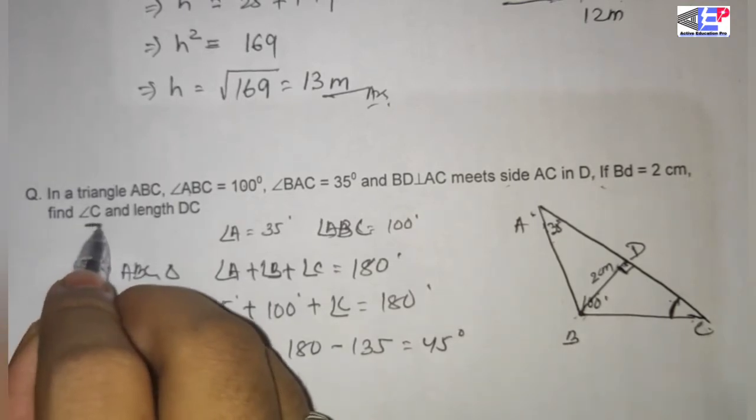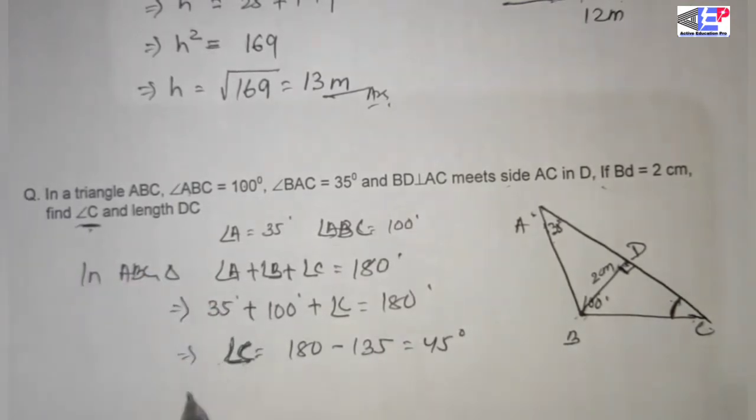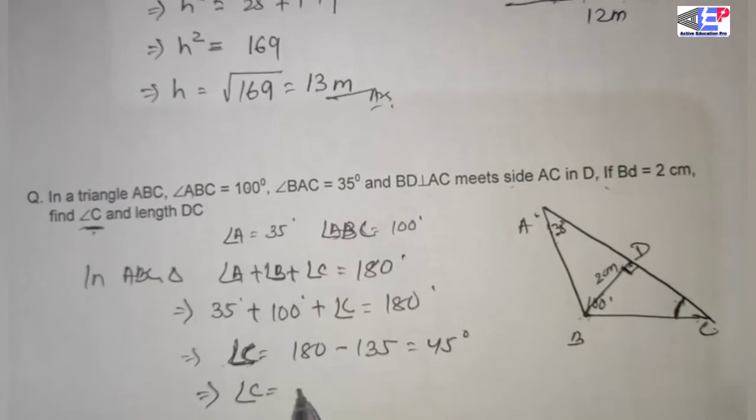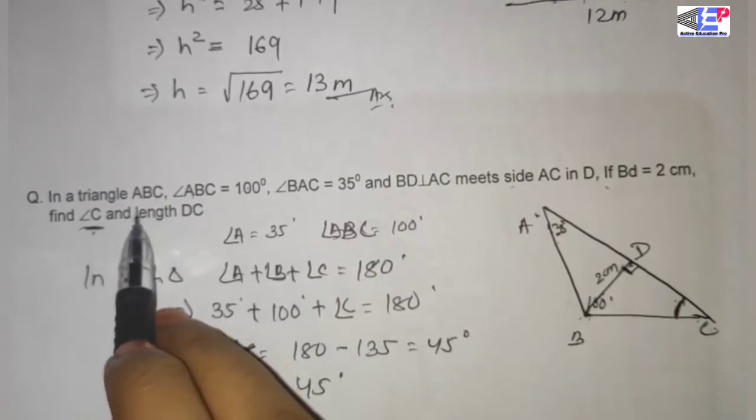So the value of C is 45 degree. The first answer is to find the value of angle C. Angle C is 45 degree. So you can write here angle C is equal to 45 degree. Then the length of DC.